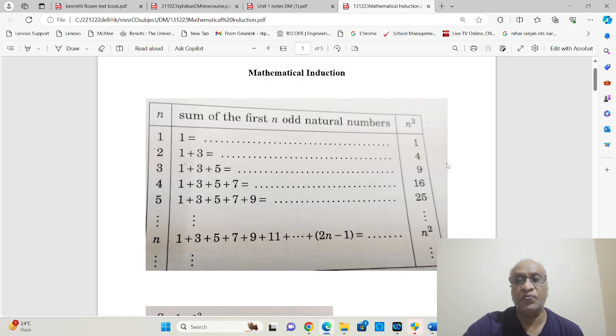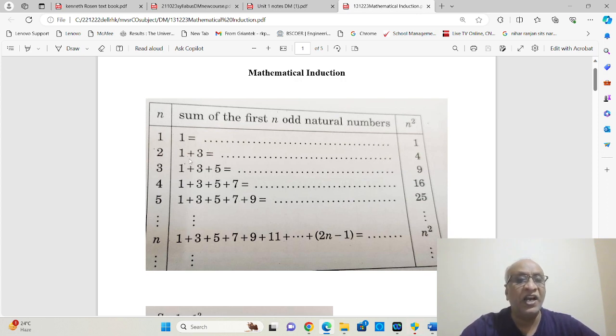1 plus 3 is 4, which is 2 square. The next odd number is 5. The total is 9, which is 3 square. 1 plus 3 plus 5 plus 7 is 16, which is 4 square. 1 plus 3 plus 5 plus 7 plus 9 is 25, which is 5 square. So, the sum of the first n odd natural numbers.